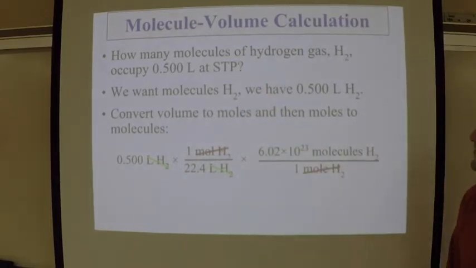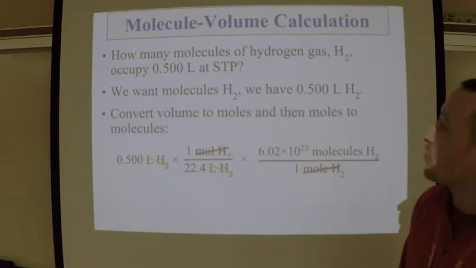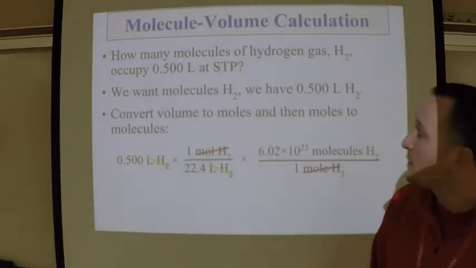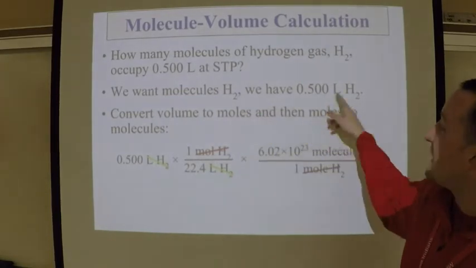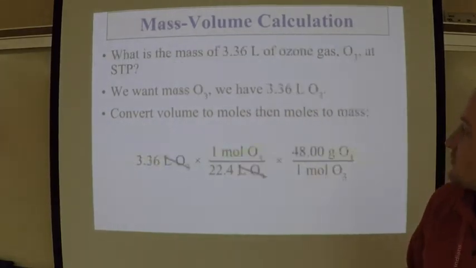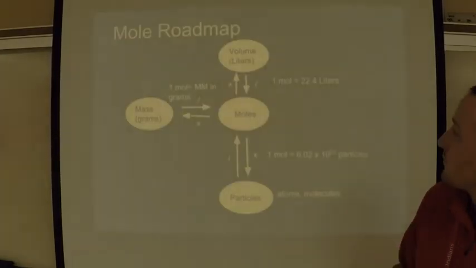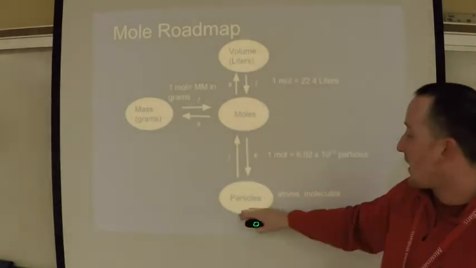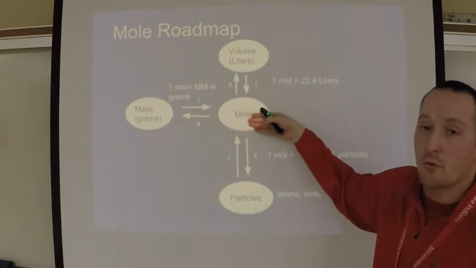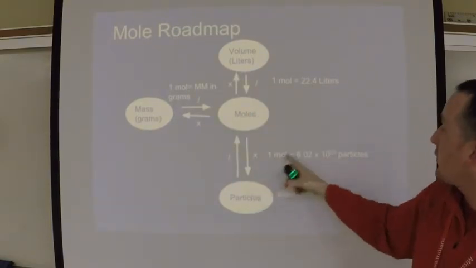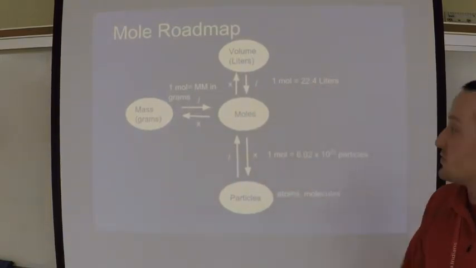Okay? Then our last calculation: how many molecules of hydrogen gas, or H2, occupy 0.5 liters at STP? So it asked us for molecules, and it gave us liters. So in order to convert there, I'm going to convert from volume to moles, then from moles to particles, using these two conversion factors.